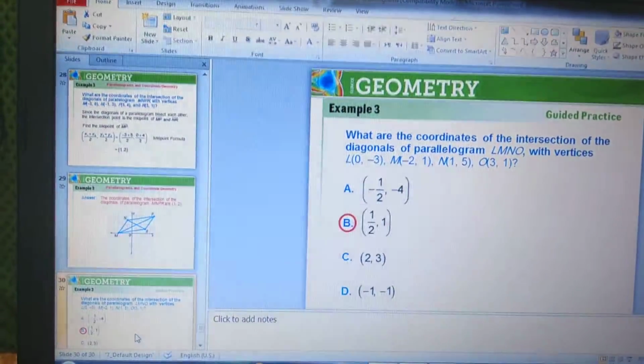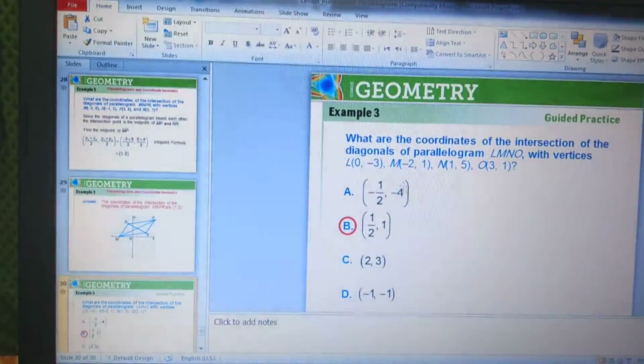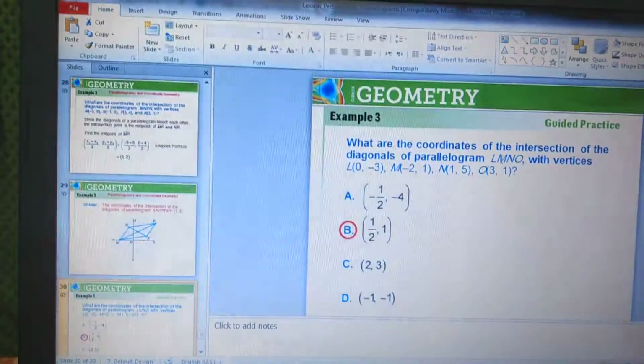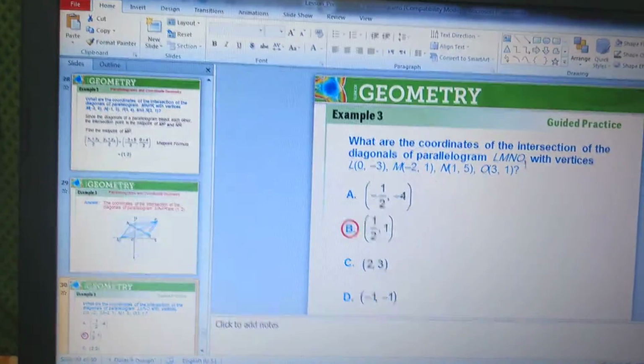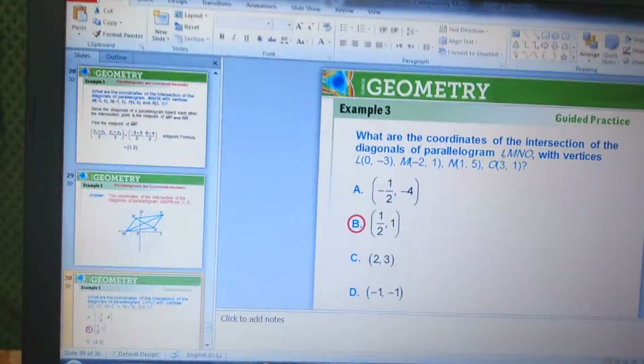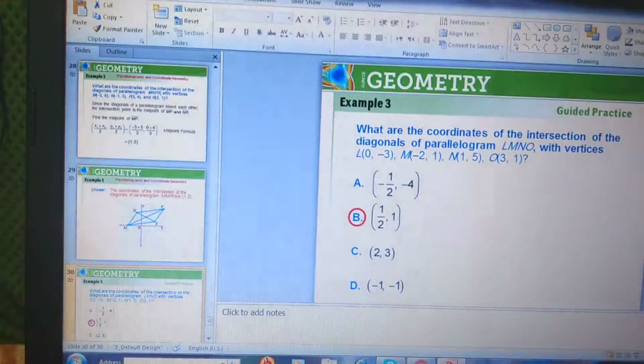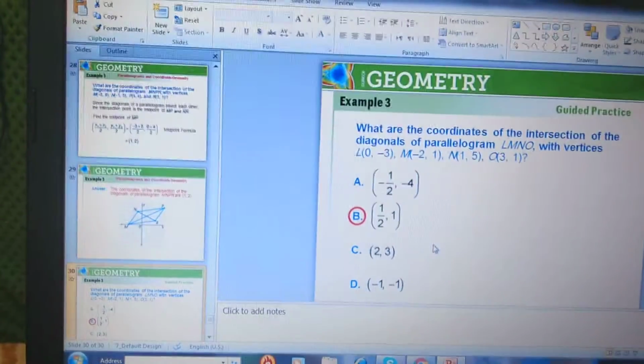This example is the same. You have two diagonals LN and MO. To find the point of intersection, find the midpoint of LN or the midpoint of MO. You will get (1/2, 1).